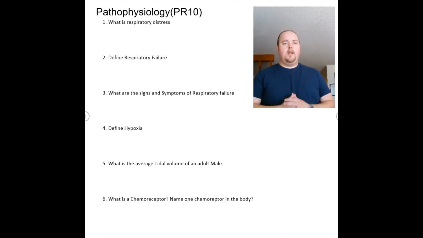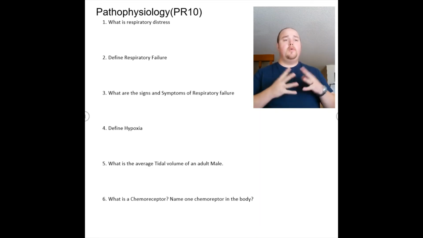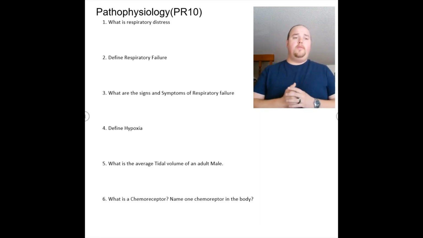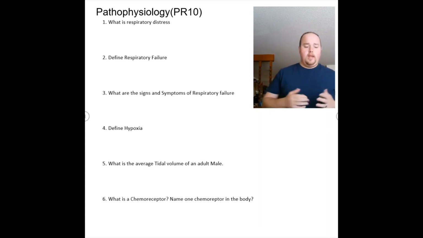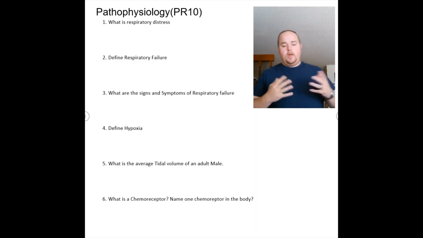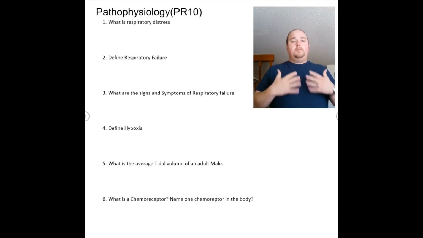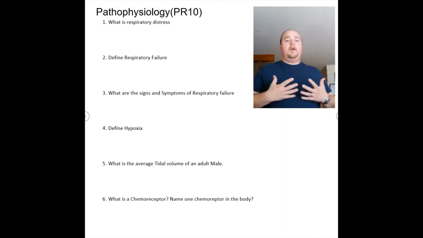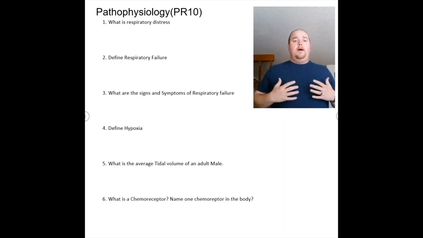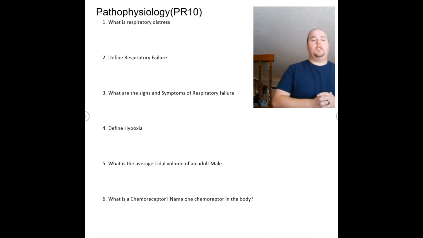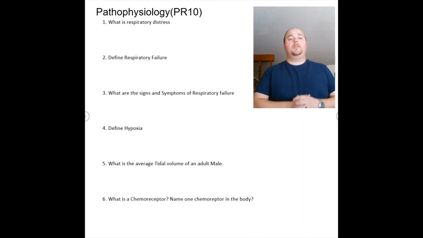Well, welcome back. I hope I didn't lose you through the first part on anatomy and physiology. This is the review now on PR10 with pathophysiology. So basically, what is respiratory distress? Respiratory distress is when we have compromise in the respiratory system, when we have a rapid respiratory rate, when we have decreased tidal volume inside breathing, when their oxygen saturation is starting to drop. That is when they start to go into distress.